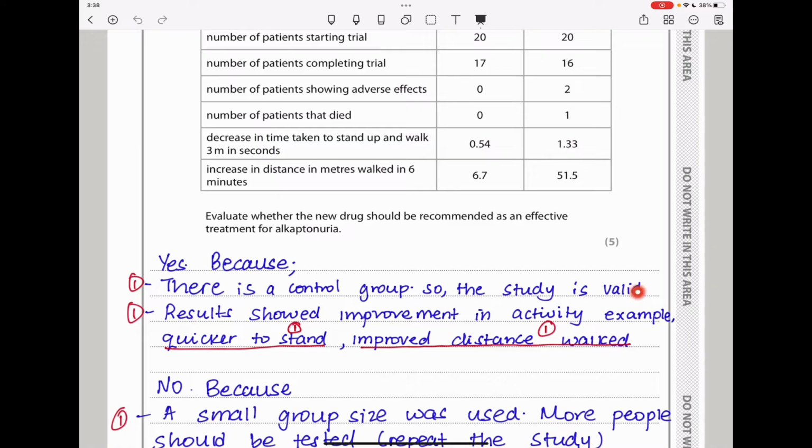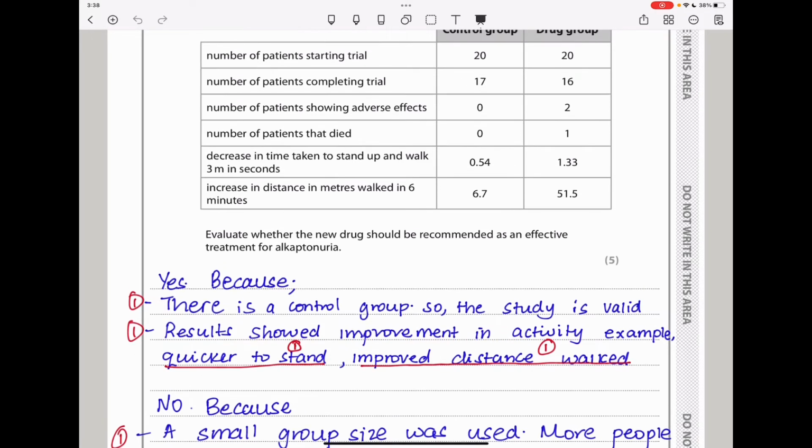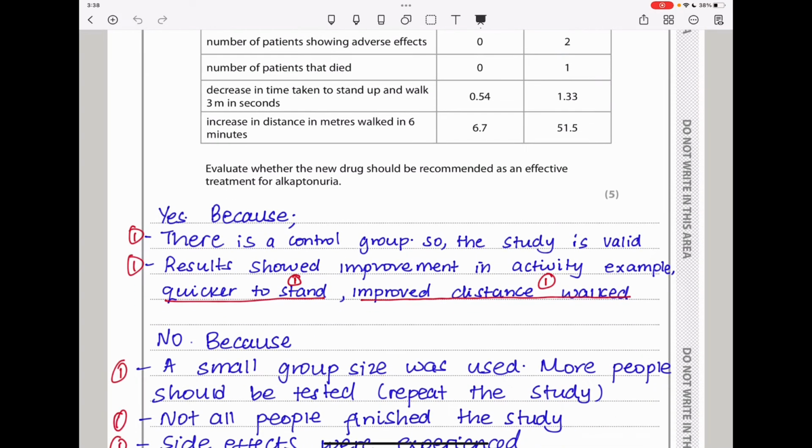So the study can be valid because there is a control group, meaning the changes that are going to be observed here are going to be due to the independent variable that was varied in this experiment. So the results showed improvement in activity. For example, there was a quicker time to stand up, and then there is improvement in distance walked. So we can see there is some positives.